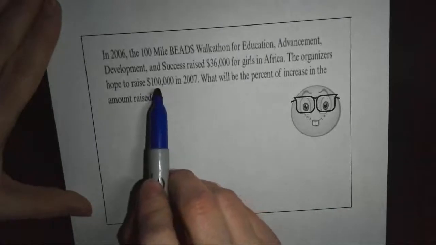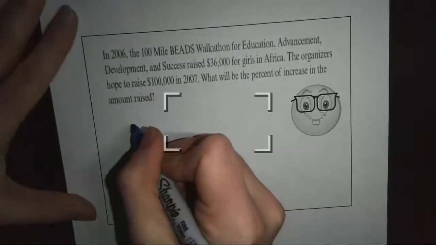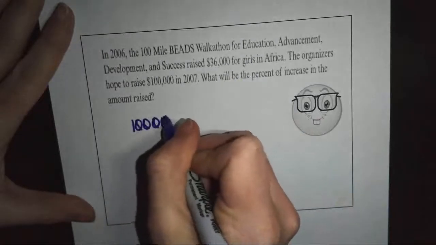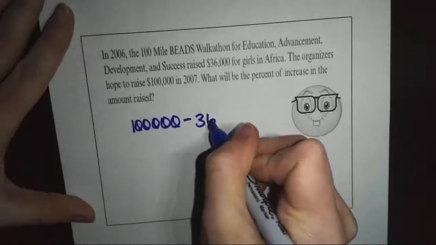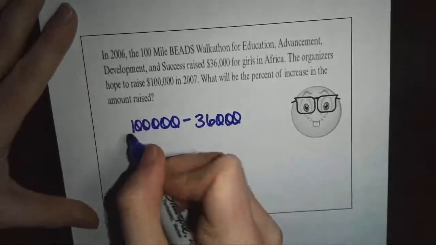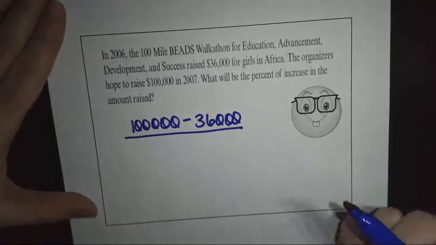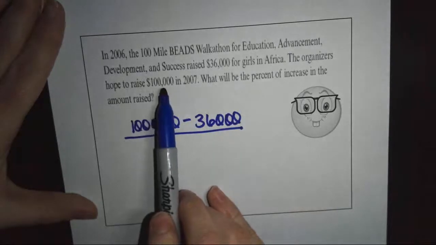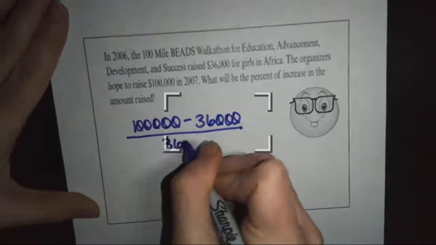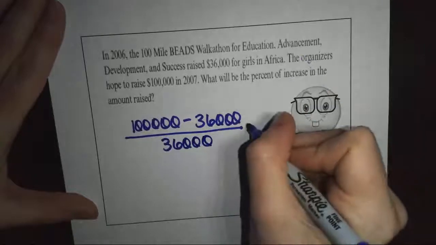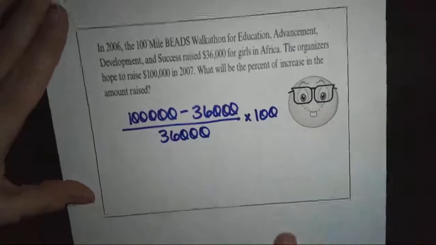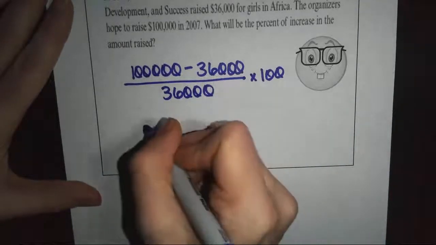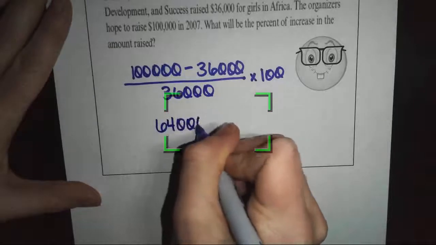So they hope to raise $100,000 in 2007. Previously, they raised $36,000. So to find the difference in those two amounts, we'll subtract them. 100,000 minus 36,000. And we're going to divide that by the original amount. Now notice in 2006, that's when they raised the 36,000. 2007 is when they're hoping to get the 100. So our original amount is $36,000. And then we'll multiply that by 100 to get our percentage. Now when we subtract 100,000 minus 36,000, that gets us 64,000.